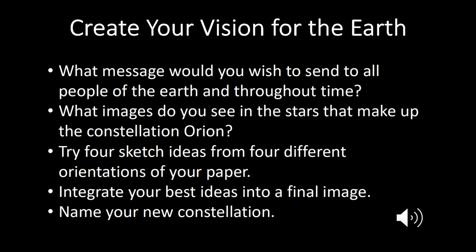Here you can see the challenge for the students. What message would they wish to send to all people of the earth and throughout time? What images do you see in the stars that make up the constellation Orion, especially as you move the paper around and move the orientation of the stars in different directions? And then on the practice sheet, we want them to try 4 sketch ideas from 4 different orientations of the paper and integrate their best ideas into a final image. And then name this new constellation that they would like all people of the earth throughout time to see.